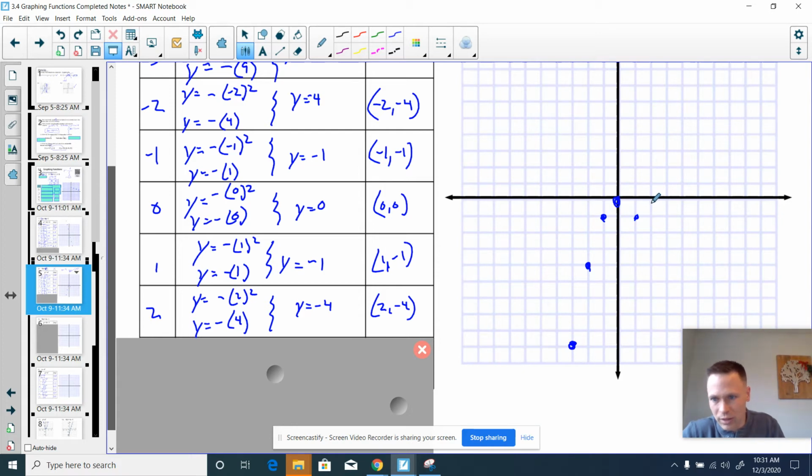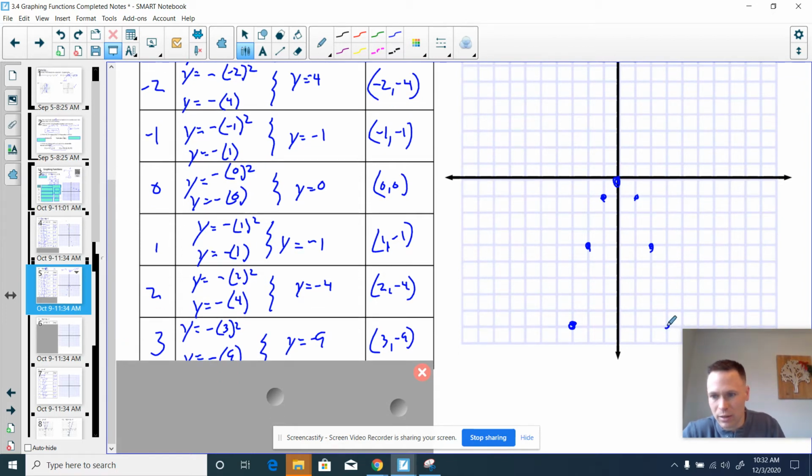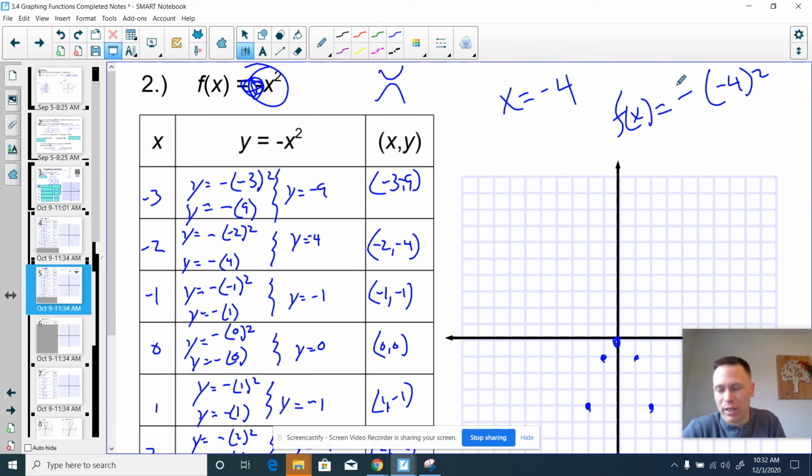Again, you can check the work there. 2, negative 4 is there. And then 3, I get negative 9. Again, you can check the work there. And so my graph looks like that. Okay? So again, all we're doing there, the big key to this is remembering not to get rid of that negative value that's in the function. Okay? I'm going to clean this up a little bit.